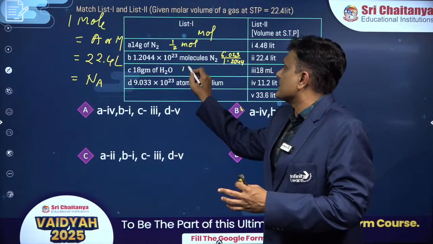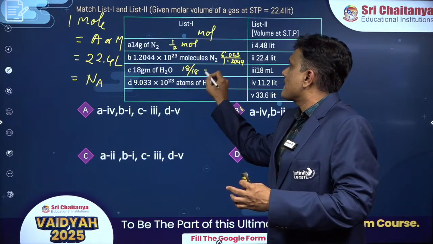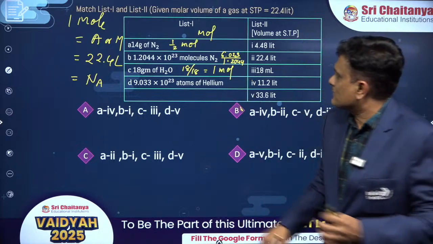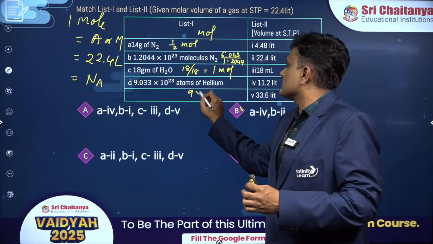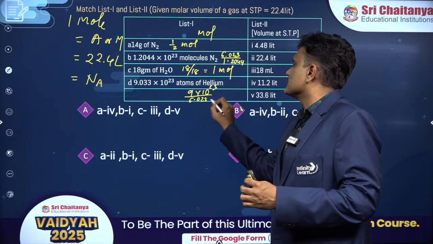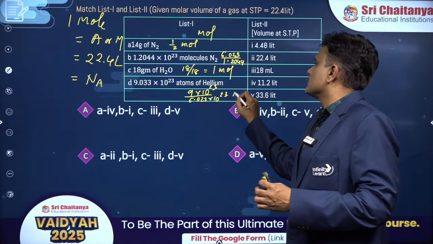18 gram, that is 18 by 18, that is 1 mole. 9 into 10 power 23, that is 9 into 10 power 23 divided by 6.023 into 10 power 23. So you have to convert everything into mole, isn't it?